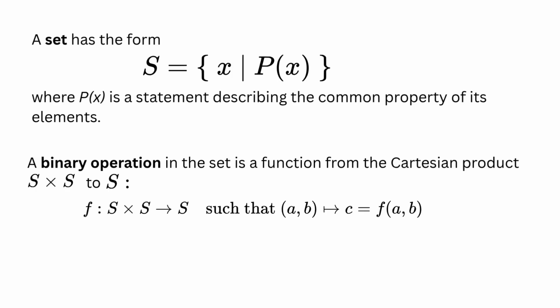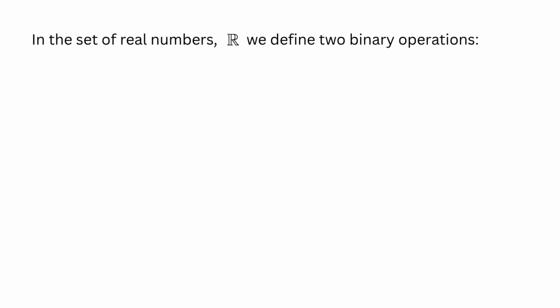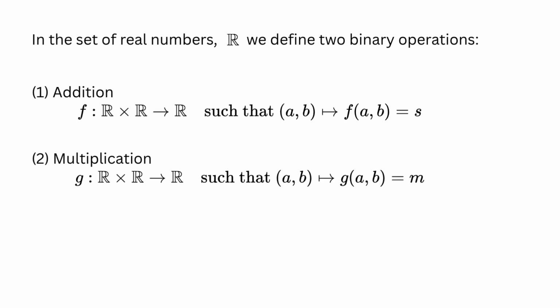Among all possible binary relations, we are interested in those that map all possible pairs of the set to an element of the set. These are functions from the Cartesian product S cross S to S, and we call them binary operations. Hence, in the set of real numbers, we define two operations known as addition and multiplication. These operations take two elements A and B and map them to another element, S and M respectively. The rules how to create the images S and M, which are called sum and product respectively, are given through a set of axioms which are not of importance here.